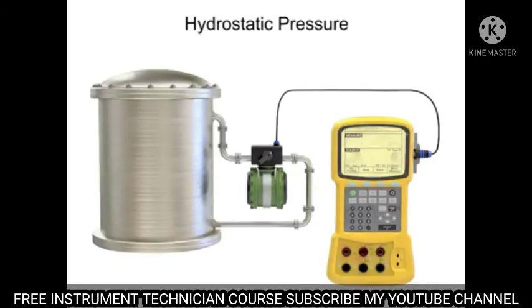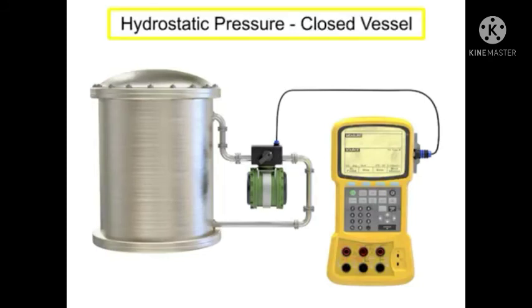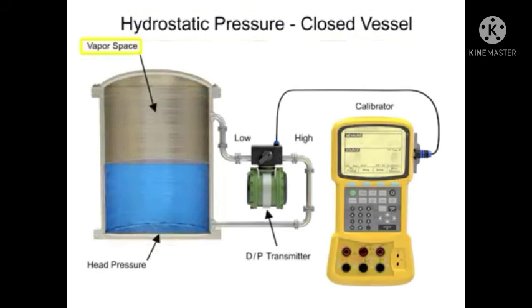Hydrostatic pressure can only be calculated from an open container. Within a closed vessel or pressurized vessel, the vapor space above the column of material adds pressure and results in inaccurate calculated values. The vessel pressure can be compensated for by using a differential pressure transmitter.